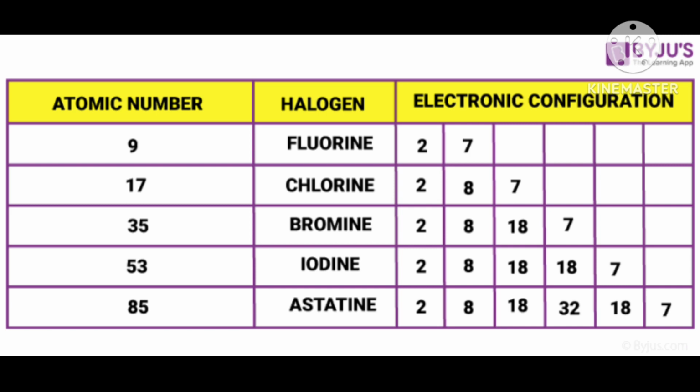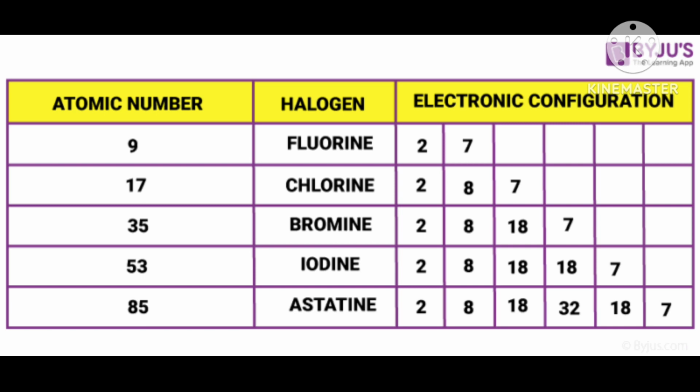Now I will discuss the atomic and physical properties of halogens along with the electronic configuration. Fluorine, atomic number 9. Chlorine, atomic number 17. Bromine 35. Iodine 53. Astatine 85. And this atomic mass is in gram per mole.